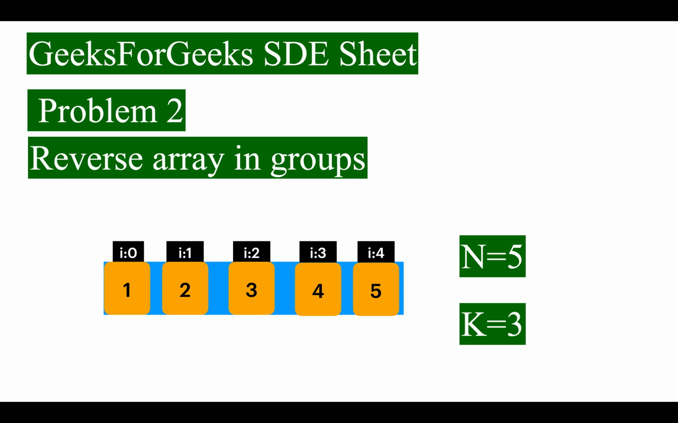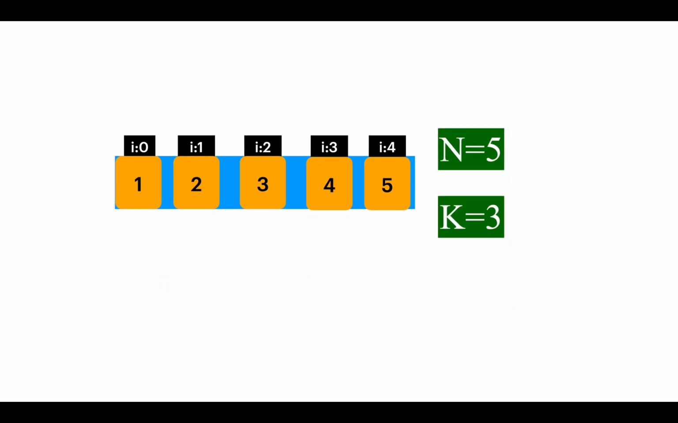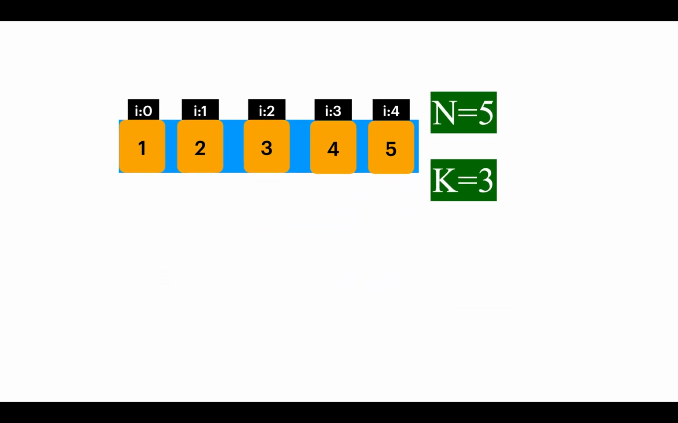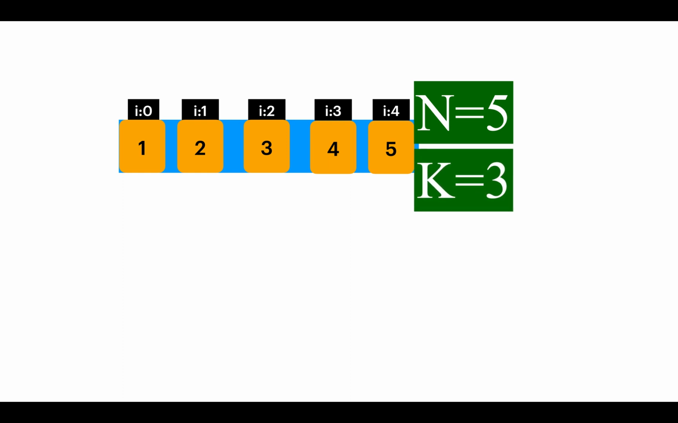Hello everyone, let's solve problem 2, reverse array in groups. Let's understand the problem statement. You will be given an array of length n. We need to divide this array into possible subgroups where each group should contain at max k elements.